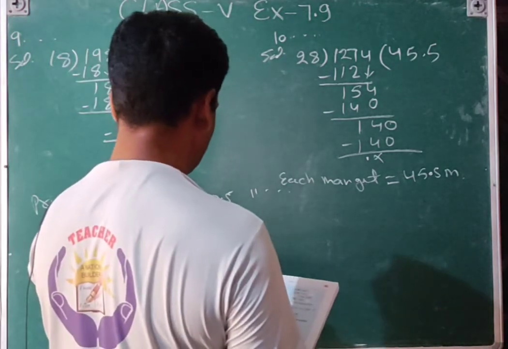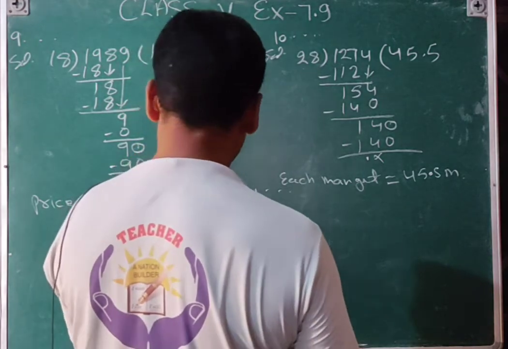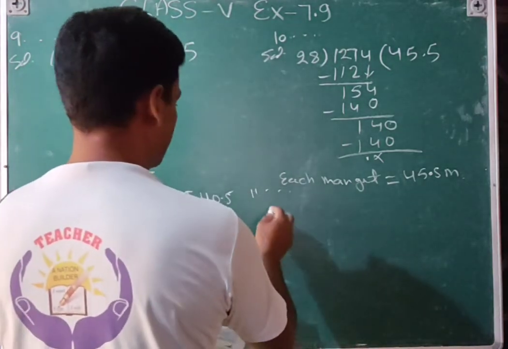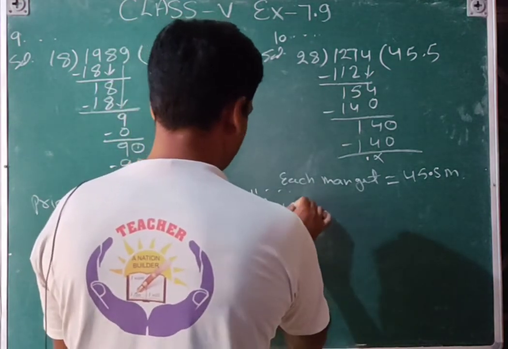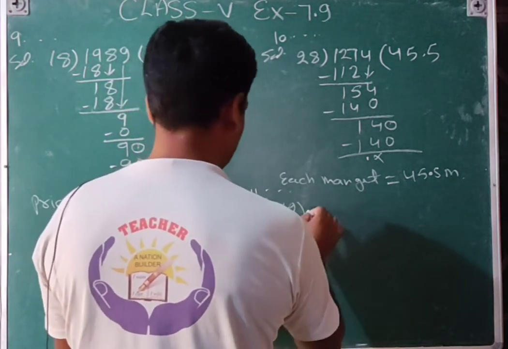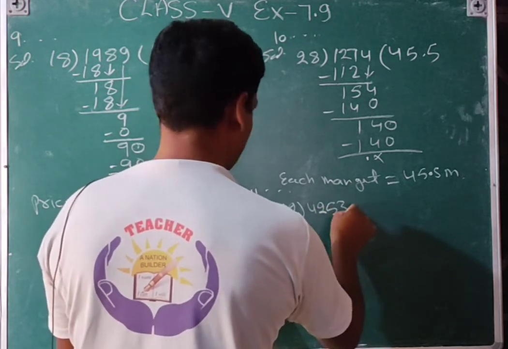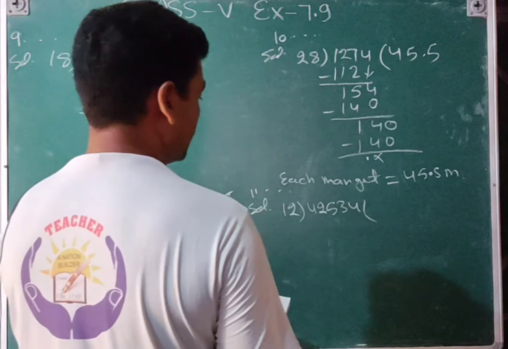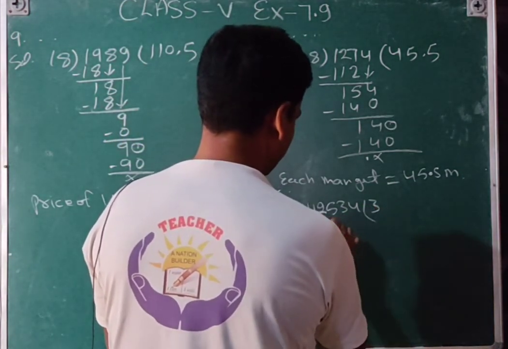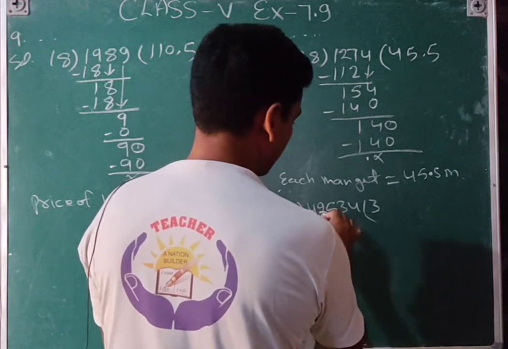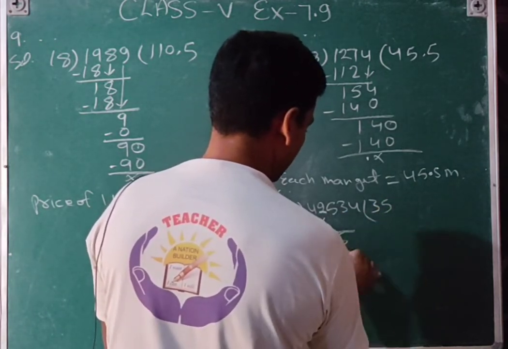And then the last question, 11th question: Yogesh earns rupees 42,534 in a year. If he earns the same amount every month, find the monthly income. So obviously that will be division. 1 year is equal to 12 months. So 12 divides 42,534.